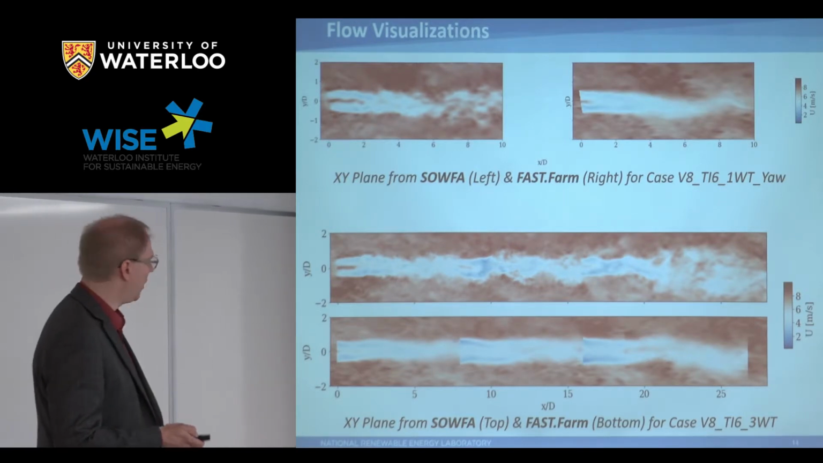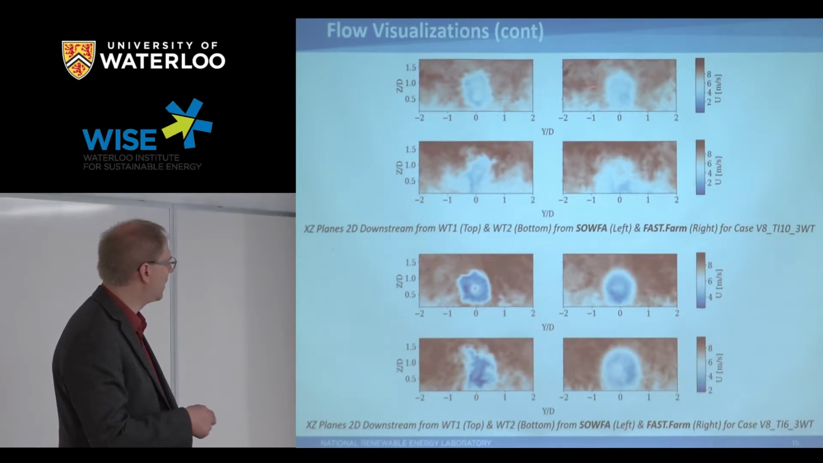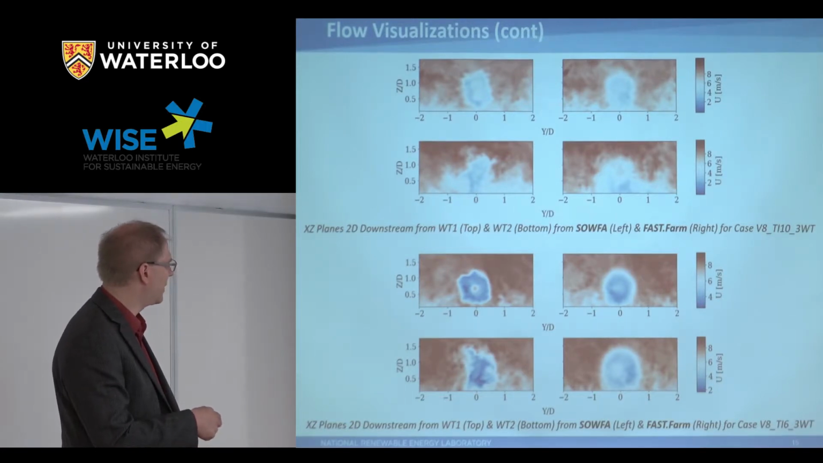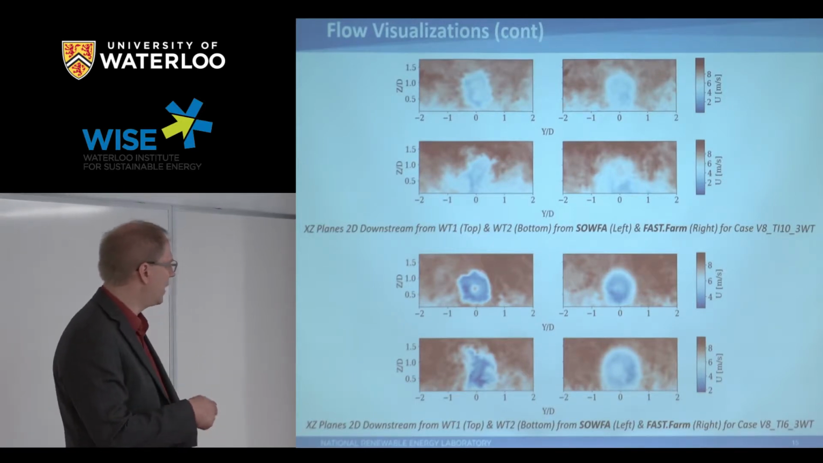So that's more qualitative. Here's one more set of qualitative results. These are looking at cross sections. We have 2D downstream from the first turbine and 2D downstream from the second turbine. So this is behind the first turbine. This is behind the second turbine. This is showing the case at 10% turbulence intensity, and this is at 6%.